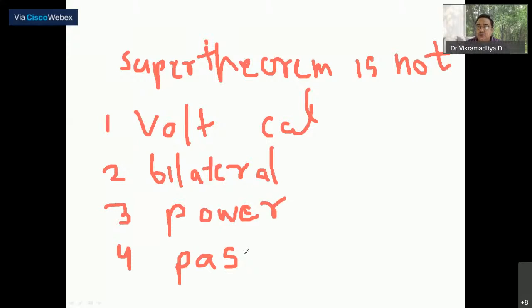But the question is: superposition theorem is not applicable to which of the following four options? Okay, so you have to choose one of them. I want the response first of all in the chat box, then I will discuss it. What is the answer?